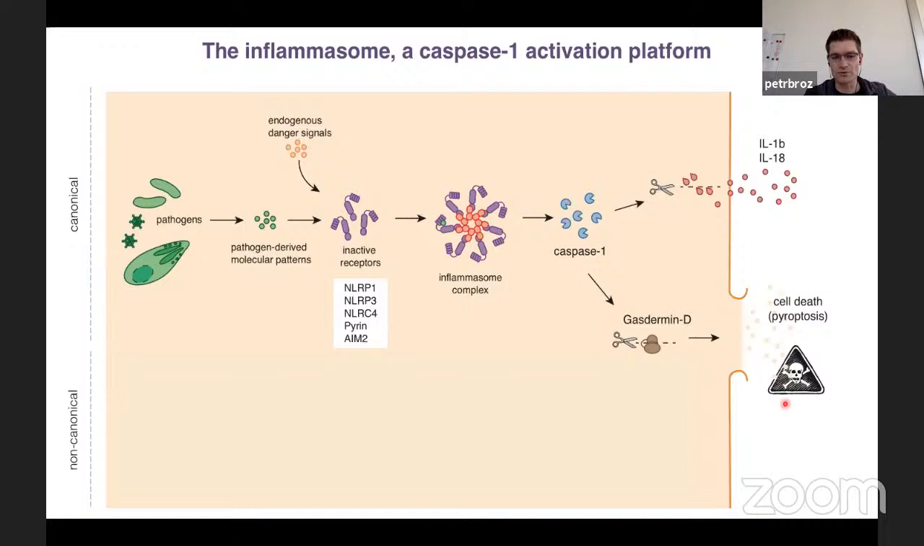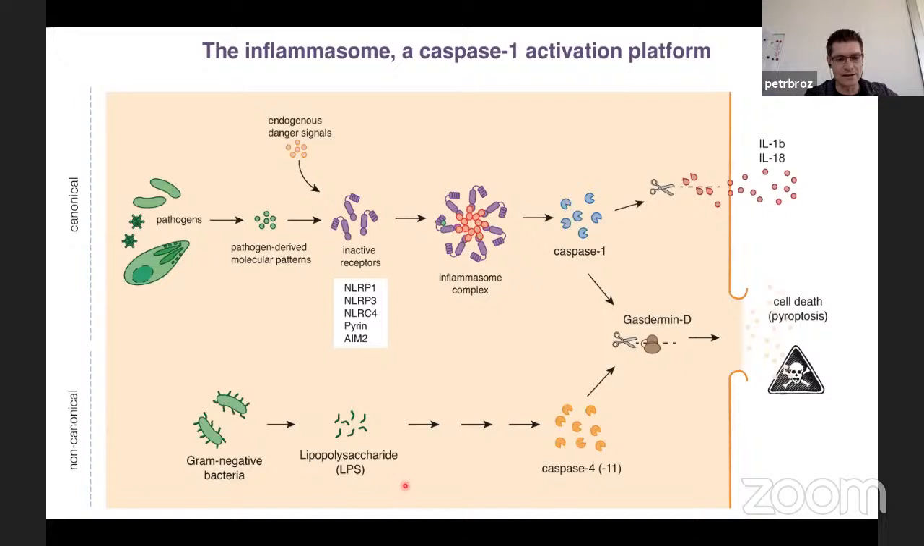Now, just quickly also to highlight, so this is the non-canonical pathway here. A different caspase gets engaged, so caspase 4 in humans and caspase 11 in mice. And the factor here that activates this pathway is lipopolysaccharide. And I'll come to this in detail a little bit later.